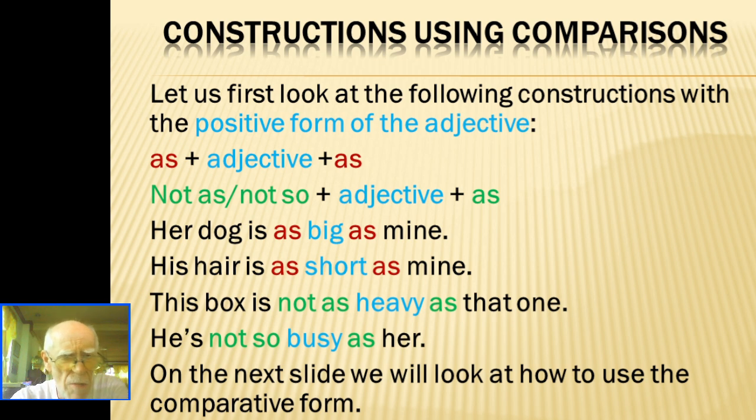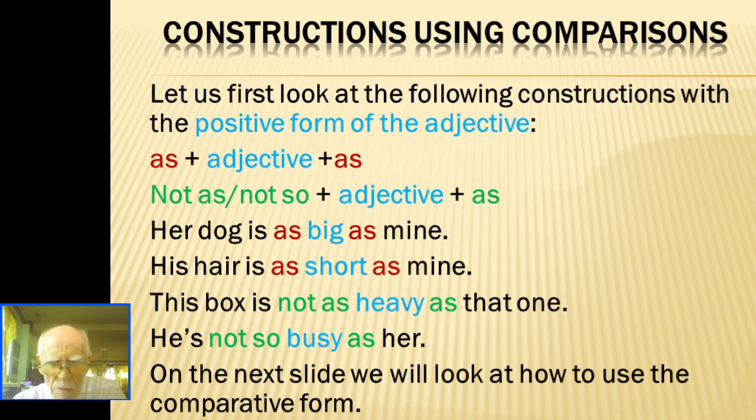Let's look at some examples. Her dog is as big as mine. Her hair is as short as mine. This box is not as heavy as that one. He's not so busy as her.